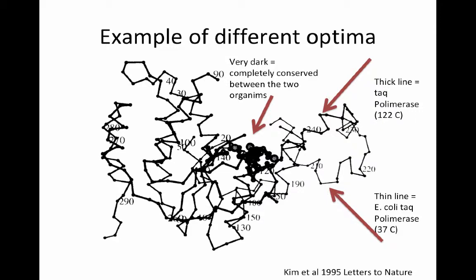Here I've shown the specific temperature differences. So the Taq polymerase functions at 122 degrees Celsius in these deep sea vents, and the thin line operates at 37 degrees Celsius, which is approximate human body temperature, which is the native environment of E. coli.